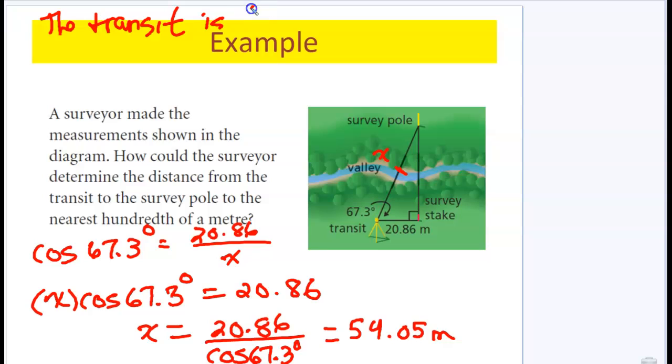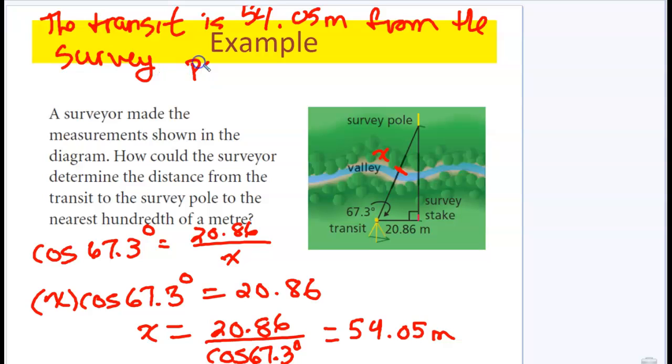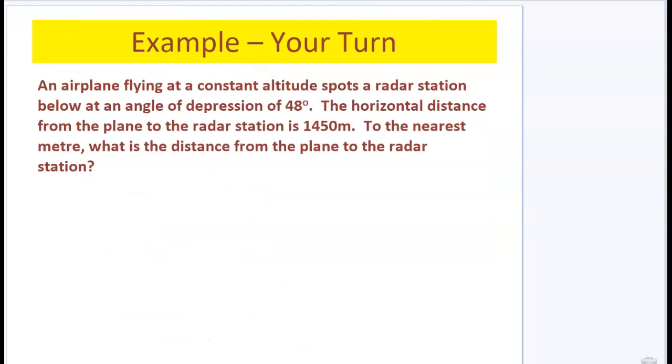Then we would write our statement and say that the transit is 54.05 meters from the survey pole. And there's our first application example.